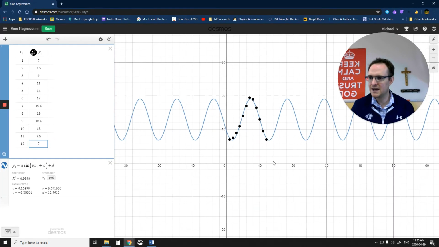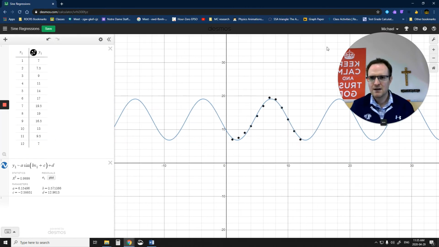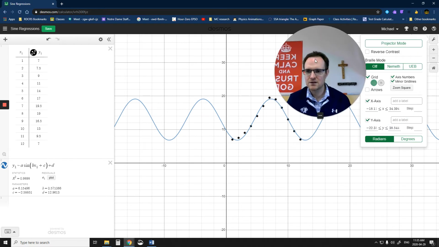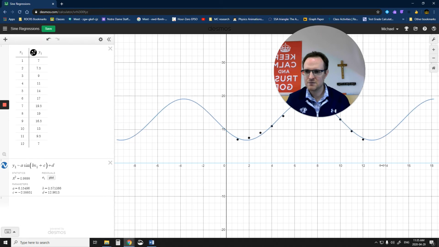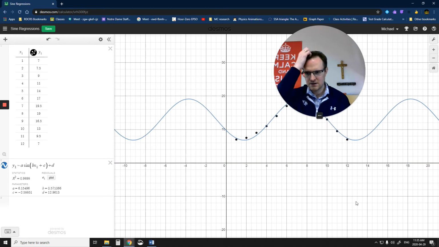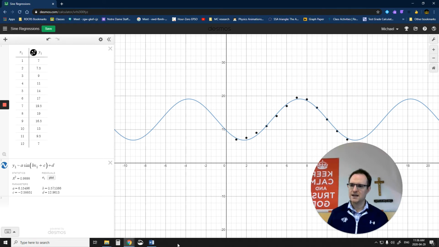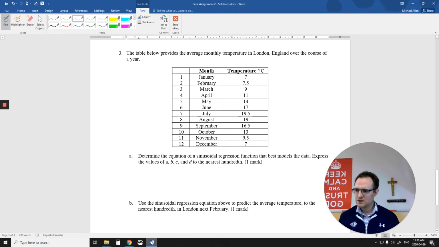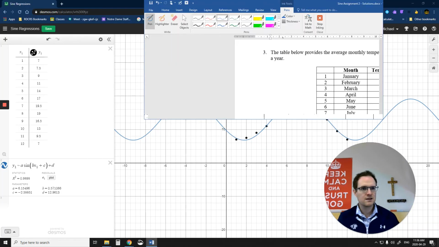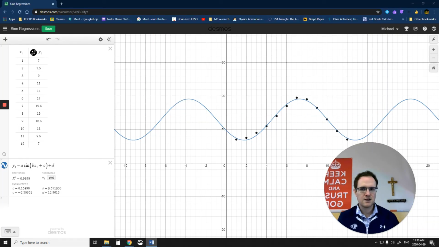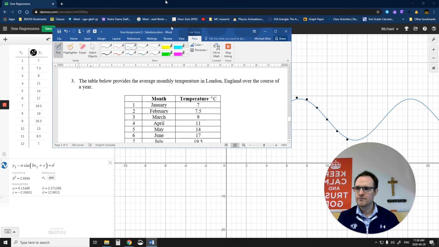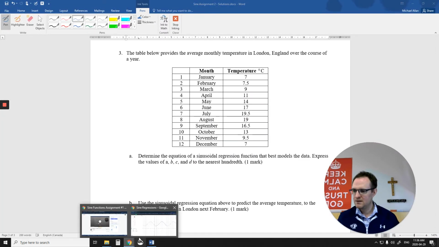So here's my sine regression. I use the sine regression table to do this. Most of the time we want these to be in radians, so hopefully it's in radians already. That's good. You could change everything else, but this looks pretty good. It does look like it follows a pretty good sine regression. The question asks to determine the sine regression, the A, B, C, D to the nearest hundredth.